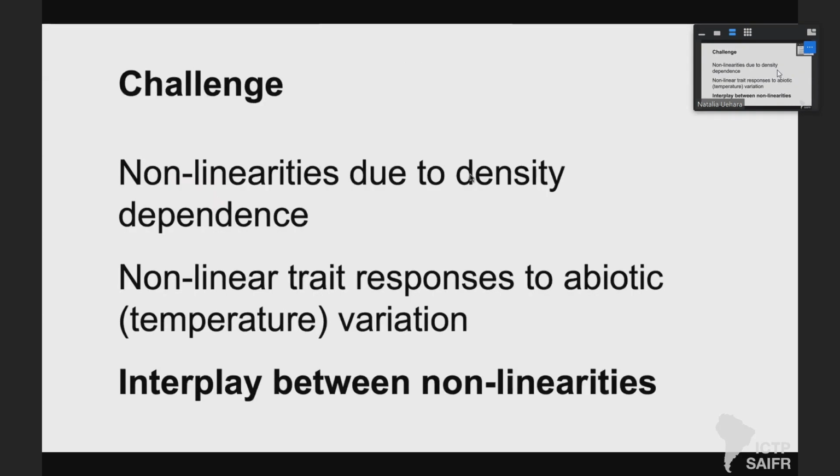Now there are quite a few challenges. We already know that there are non-linearities in per capita growth rates arising due to density dependence, right? But we also have this whole species-specific responses thing. I'm going to make that very concrete. Turns out those responses, especially to temperature, also tend to be nonlinear. So what we then have is this interplay between nonlinearities that can make this quite complex.